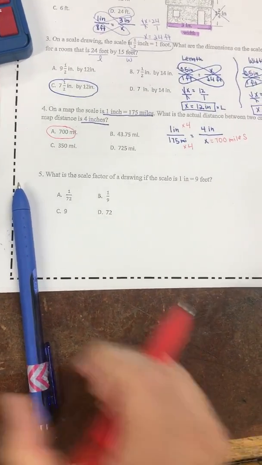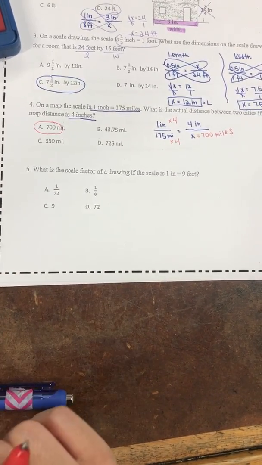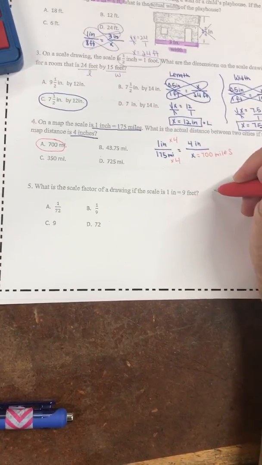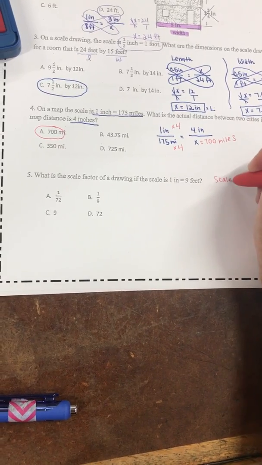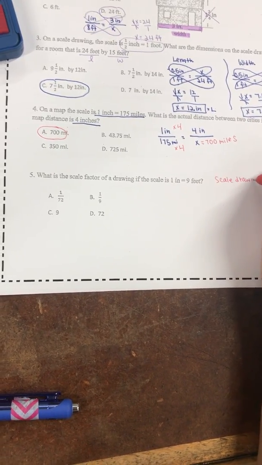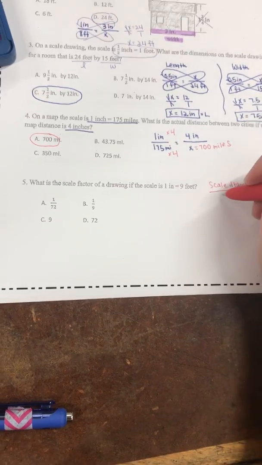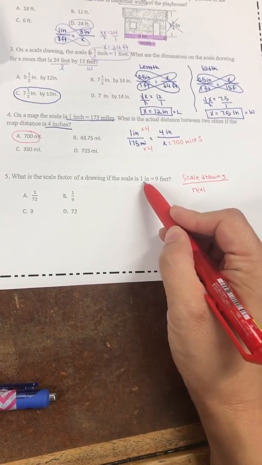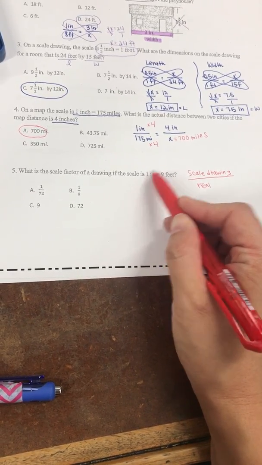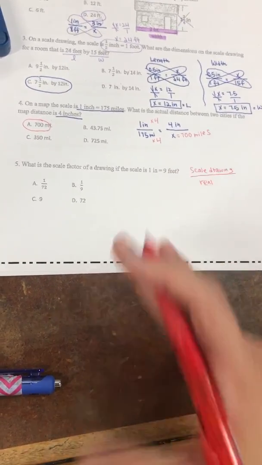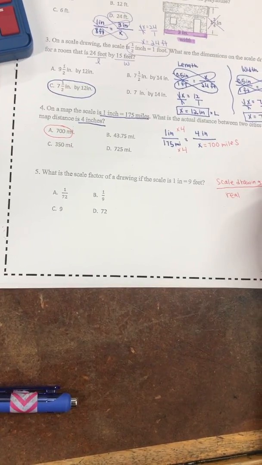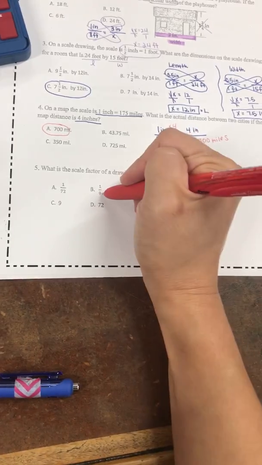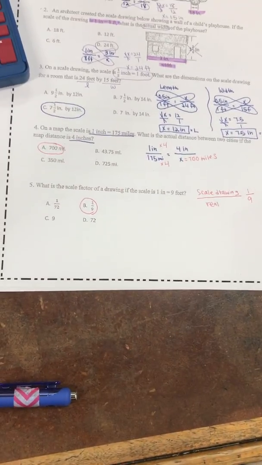Number 5. What is the scale factor of a drawing if the scale is 1 inch is equal to 9 feet? Remember, scale factor is always scale drawing over the real or the original drawing. So we can tell that 1 inch is the scale drawing and 9 feet is probably the real object. So 1/9. So the scale factor is 1/9.